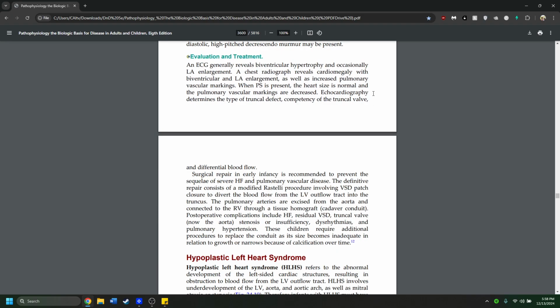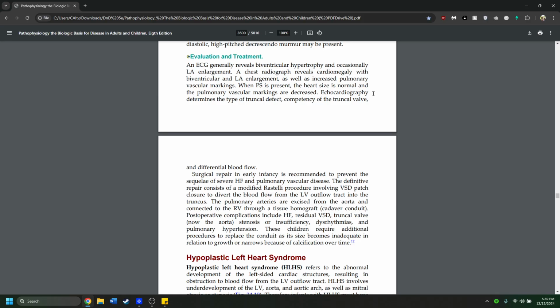We evaluate and treat via an EKG, which generally reveals biventricular hypertrophy and occasionally left atrial enlargement. A chest radiograph reveals cardiomegaly with biventricular and left atrial enlargement, as well as increased pulmonary vascular markings. When pulmonary stenosis is present, the heart size is normal and the pulmonary vascular markings are decreased. An echo determines the type of truncal defect, competency of the truncal valve, and differential blood flow.